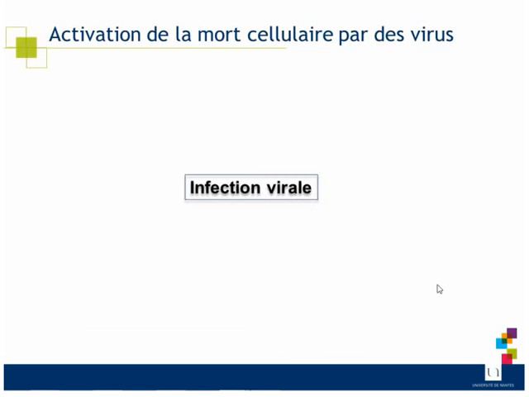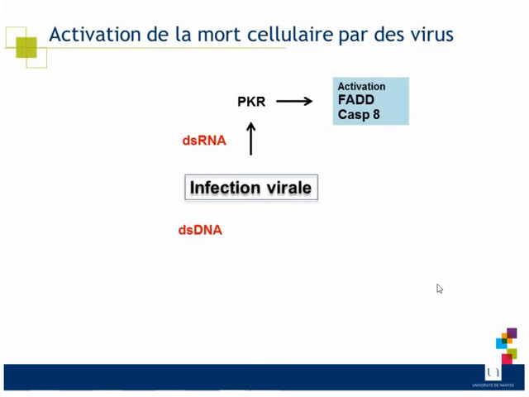And how are they activated by virus infection? Okay, so all of this detection of viral infection is based on the detection of viral nucleic acids. So double-stranded RNA can be detected by the RNA-dependent protein kinase, PKR, and one of its effects is to activate apoptosis by activating caspase 8.